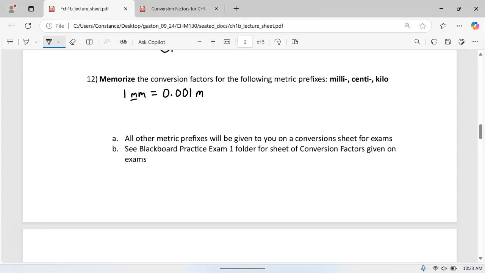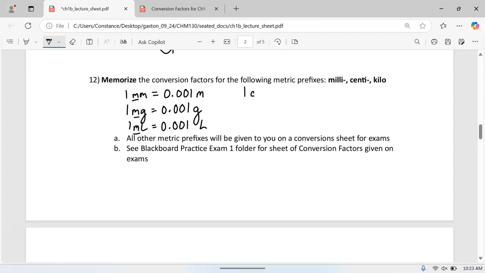We could change that base to say a gram and have 1 milligram equals, and the numbers stay the same, 0.001 grams. We could also do that with the liter. So 1 milliliter equals 0.001 liters. Okay, so as long as that prefix stays a milli, it's always going to be 0.001 of whatever that base is, whether that base is a meter, a gram, or a liter. The centi, just as one example, we've got 1 centimeter equals 0.01 meters. Or again, we can change out the meter for the gram or the liter, so we could say 1 centigram equals 0.01 grams.